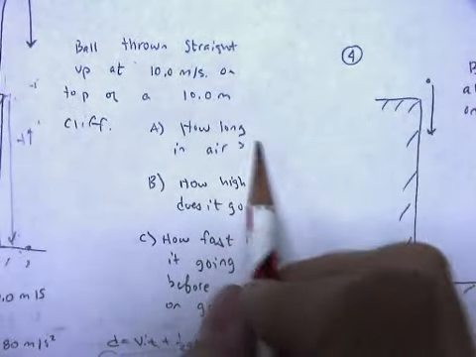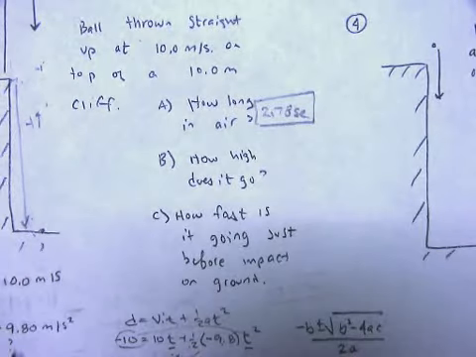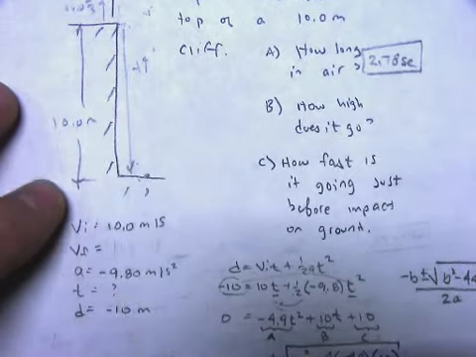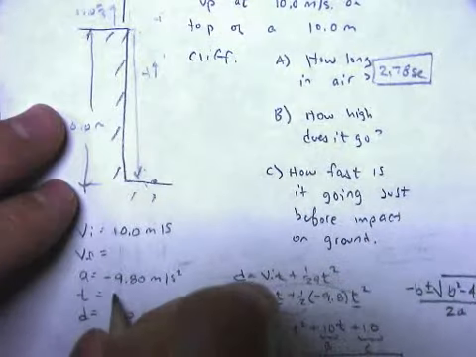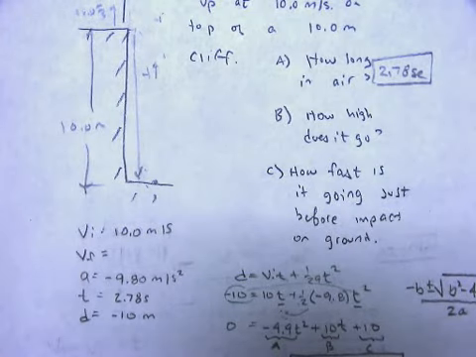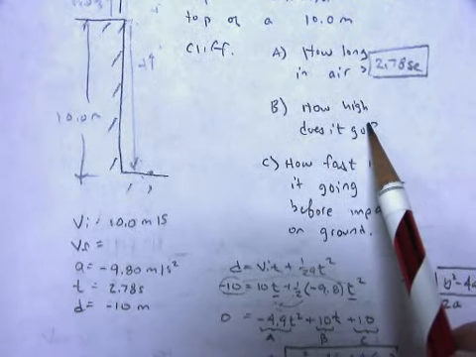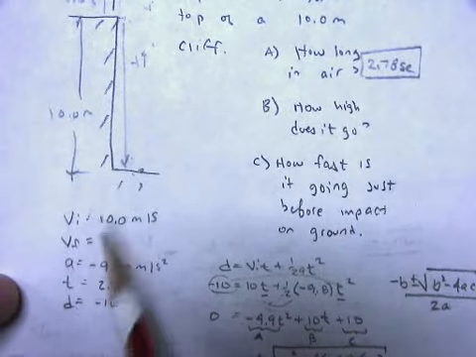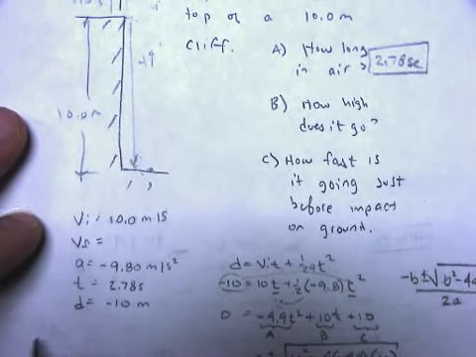So I can go back up here. How long is this in the air? 2.78 seconds. Time. I can go over here. Now that I know it, 2.78 seconds. How high does it go? Well, maybe I'll just skip that for right now because I know that VF, that's how fast it's going at the end. So I might just skip to letter C.